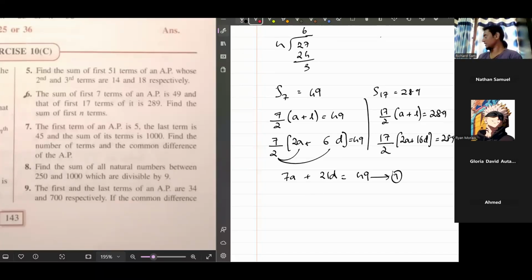Is that clear? Now this first equation, you can divide it and make it smaller, right? But what should we divide it by? Divide by 7. Then you get a plus 3d is equal to 7. That will be your first equation. So like that you'll do this.